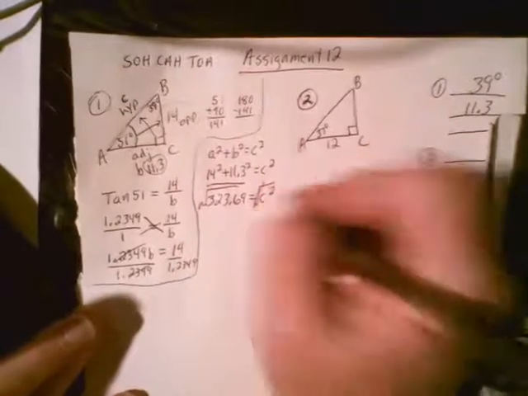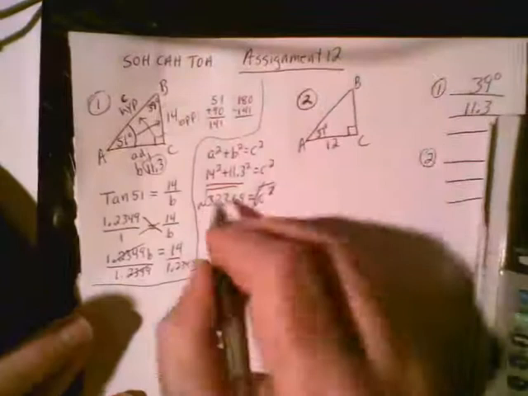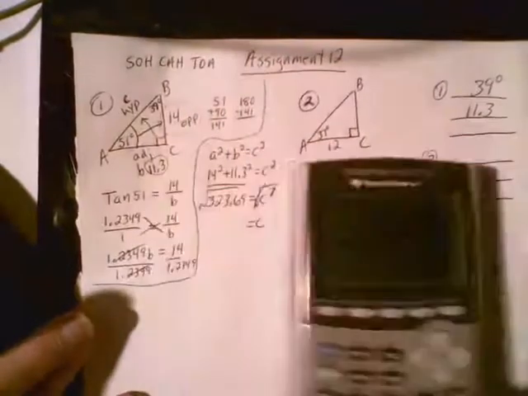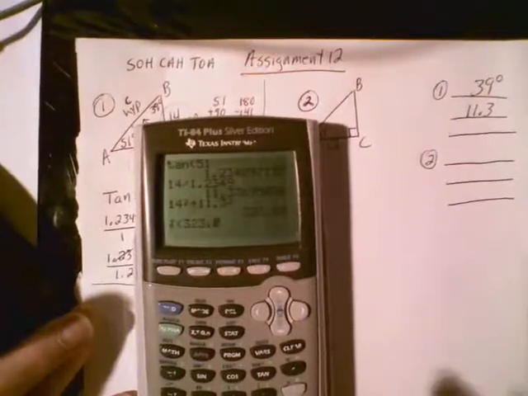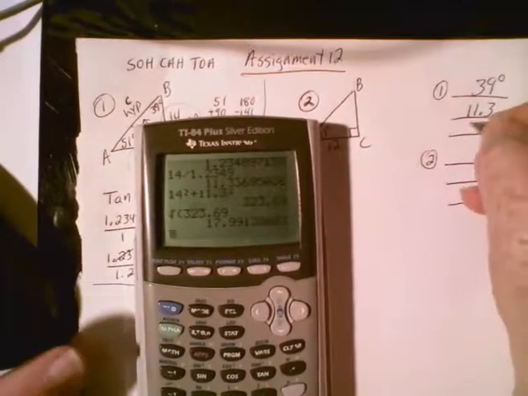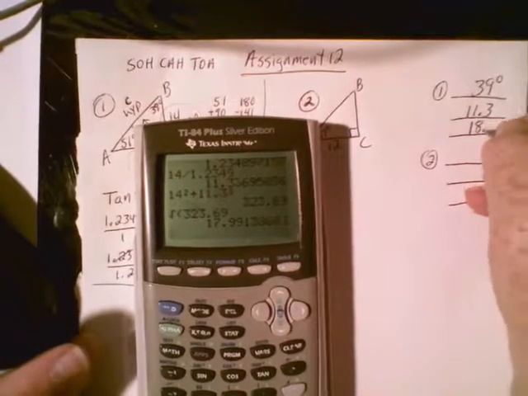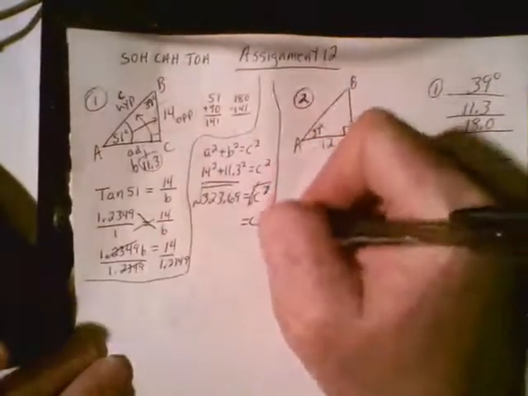Take the square root of both sides. Over here, the square root and the little 2 cancel out. And then you just got to find the square root of 323.69. And we end up with 17.99. We'll round that up to 18.0. So we found all 3 missing parts in the triangle. Again, there's several different ways you could do it.